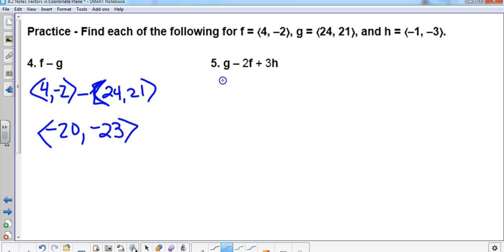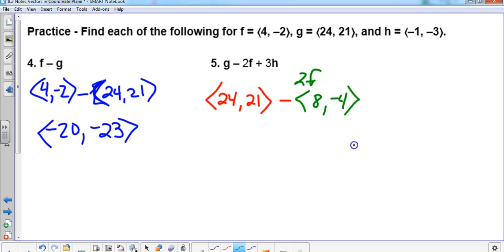This one says to take G, which is 24, 21, subtract 2F, which I'm going to write as 8, negative 4. So I multiplied by the scalar already before I wrote it down. Is that okay with everybody? And then it says plus 3h, and again I'm going to multiply by 3 before I write it down.